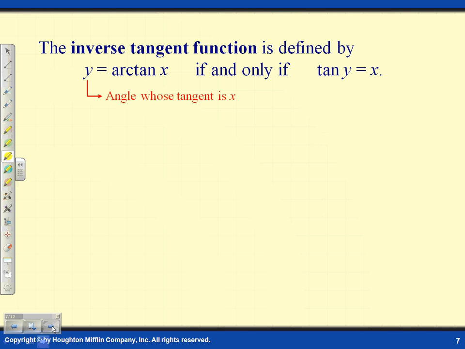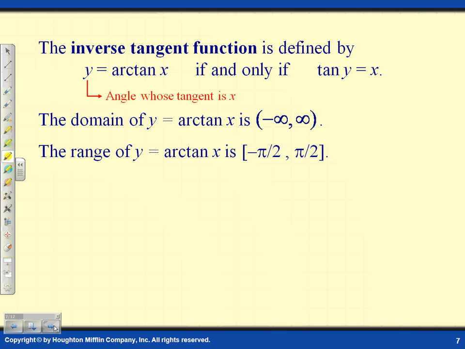Here's the arctan, if and only if, what angle has the tangent of x? And we're going to get the domain negative infinity to infinity, and we're going to get the range from negative pi over 2 to pi over 2. Do we understand that? Again, you want to highlight that region. This is what you want to highlight in your notes, because this is very, very important.